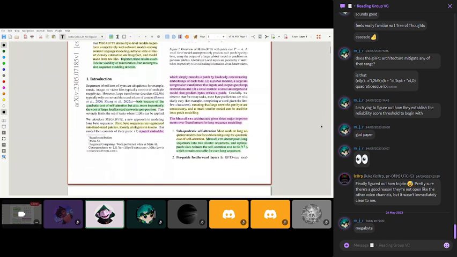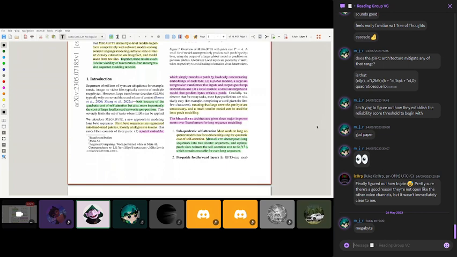So the MEGABYTE architecture has three main improvements over the current state of the art for particularly long sequence modeling. First, the quadratic self-attention, like we've mentioned before. Most work on long sequence models has focused on mitigating the cost of quadratic self-attention. MEGABYTE decomposes long sequences into two shorter sequences, and optimal patch sizes reduce the self-attention cost to O of n to the 4/3, which remains tractable even for long sequences. Even O of n to the 4/3 has a much slower rate of increase than quadratic self-attention.